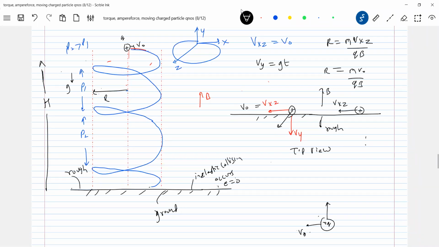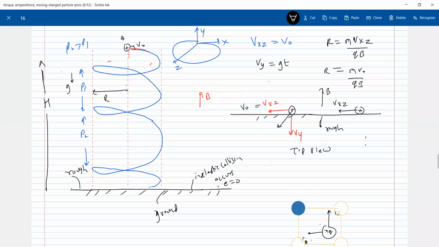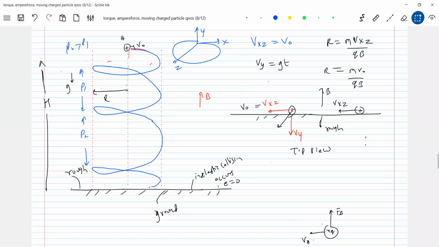Then the magnetic force will act here. If there were no friction, what would the charged particle have done? It would have been continuously revolving in a circular path. But because the surface is rough, what should be the possible path of the charged particle? Now we are just introducing the concept of friction.